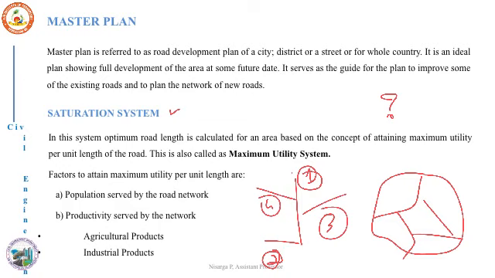This system can be successfully used when you want to prioritize the work, or when it is required for us to evaluate the various alternatives in our hand to come out with the best alternative for implementation work. We can make use of the saturation system or utility per unit length system. The factors which are considered to attain the maximum utility per unit length are: first, we need to consider the population of the region served by the road network and also the productivity served by the network. The productivity can be either the agricultural productivity or industrial productivity.